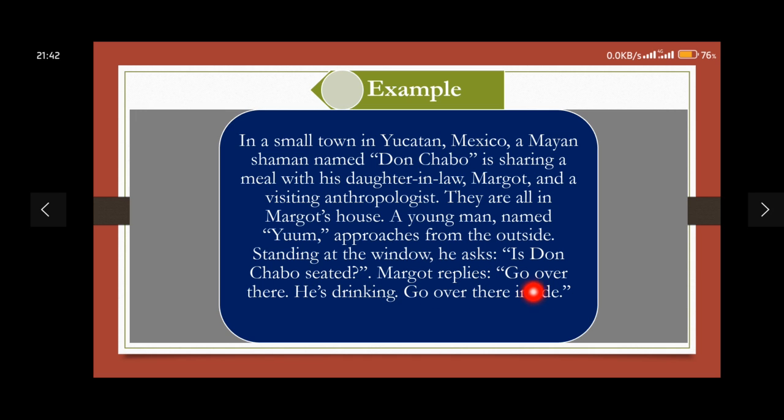Margaret replies, go over there, he is drinking, go over there inside. Now we will see what she is referring to when she says go over there, and why is she saying that he is drinking instead of he is taking dinner, and why is she saying go over there inside, right? Why not go over here? So let's discuss it.